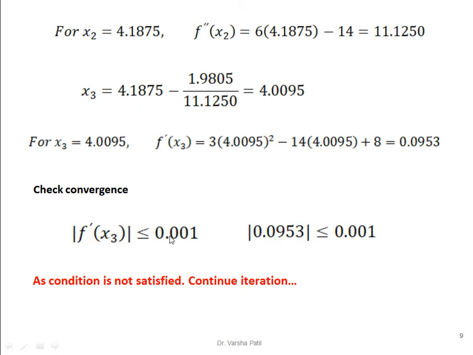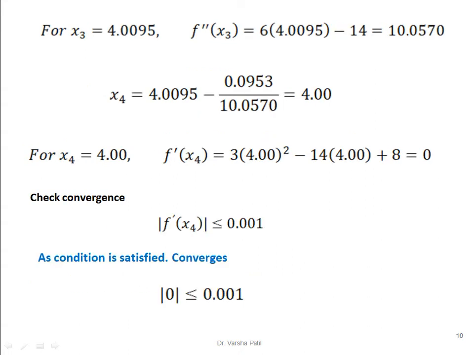We check the convergence condition. Still the convergence condition is not satisfied, because 0.0953 is not less than or equal to 0.001. Therefore we continue the iteration. From this value we again calculate the second order derivative of f dash x3, and from the equation we calculate the value for the next variable, that is x4. Therefore x4 is 4.0095 minus the first and second order derivative ratio, and we are getting 4.00.